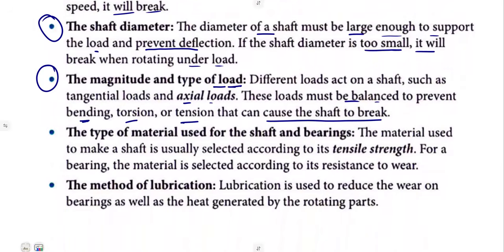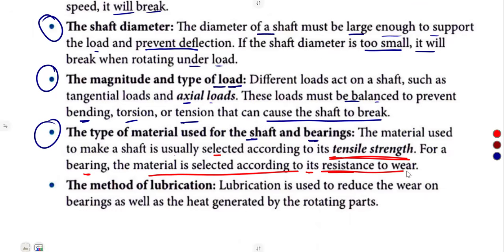Another important point to be considered: the type of material used for the shaft and also the bearings. The material used to make the shaft is usually selected according to its tensile strength. For a bearing, the material is selected according to its what? Resistance to wear. Remember the wear and tear. So it must be considered.